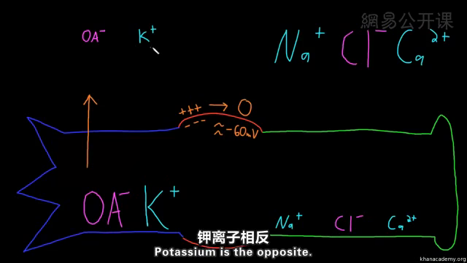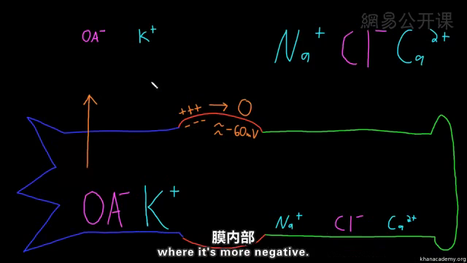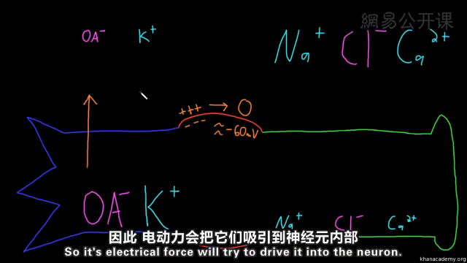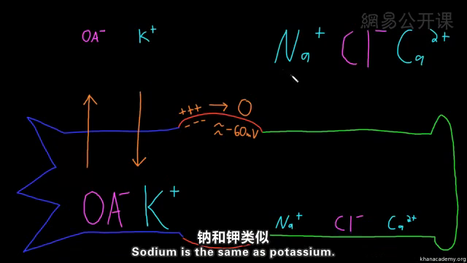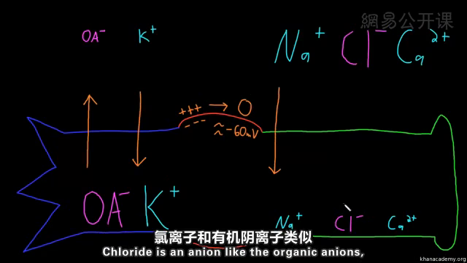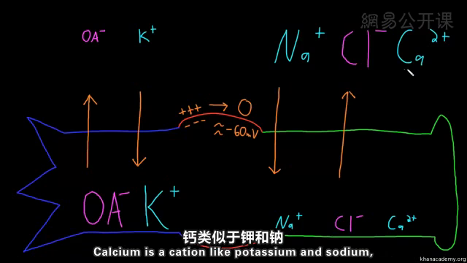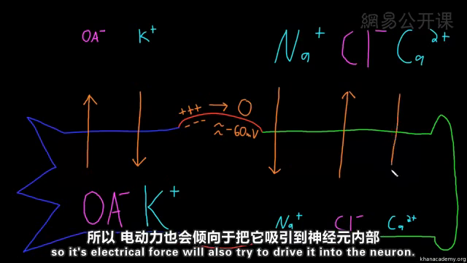Potassium is the opposite. It's positively charged, so it will be attracted to the inside of the membrane, where it's more negative. So its electrical force will try to drive it into the neuron. Sodium is the same as potassium. It's positively charged, so it will be attracted to the more negative inside of the neuron. Chloride is an anion, like the organic anions, so its electrical force will try to drive it out of the neuron. Calcium is a cation, like potassium and sodium, so its electrical force will also try to drive it into the neuron.